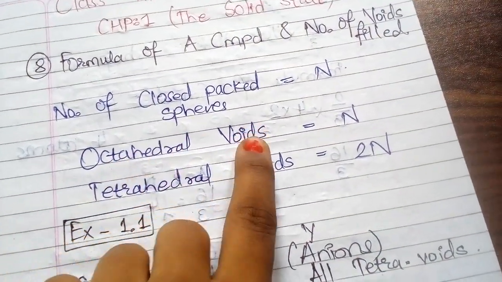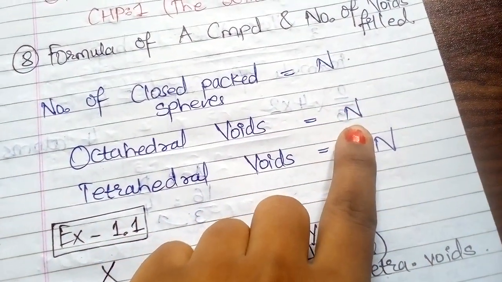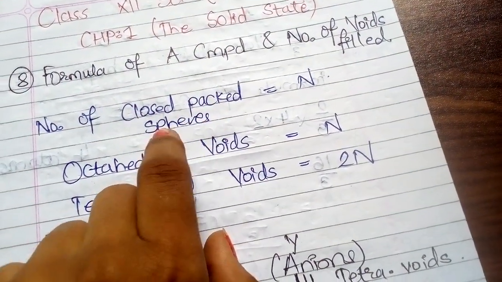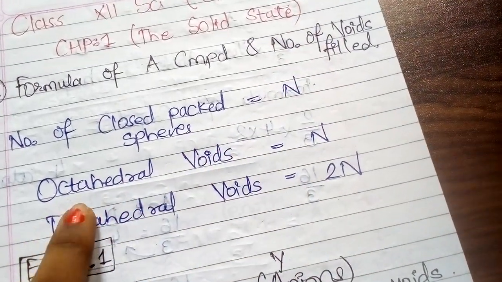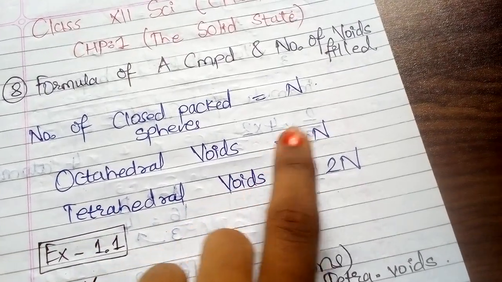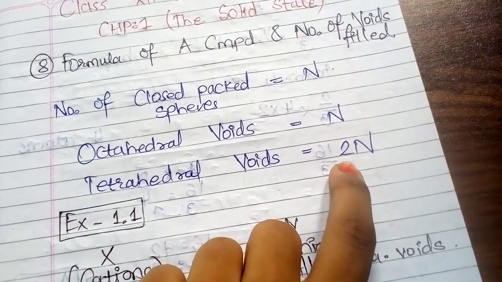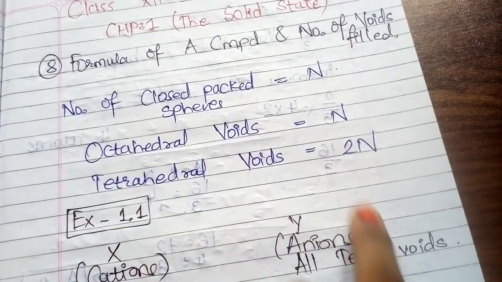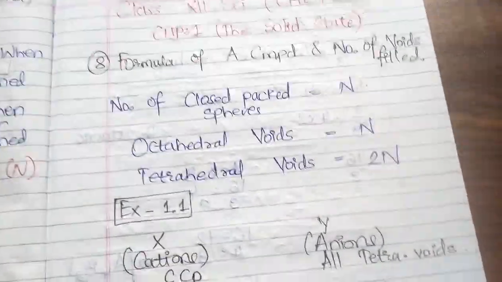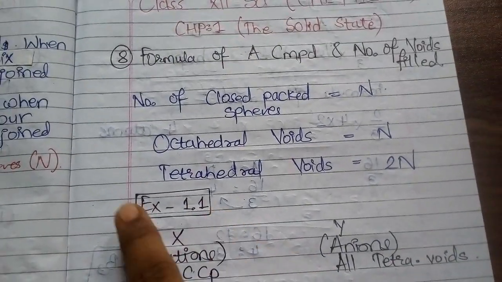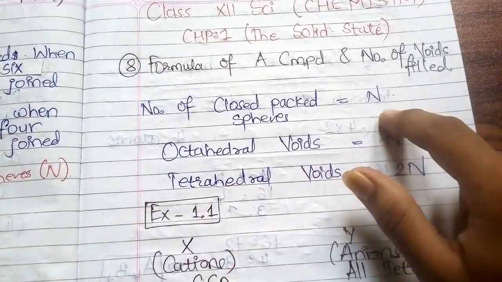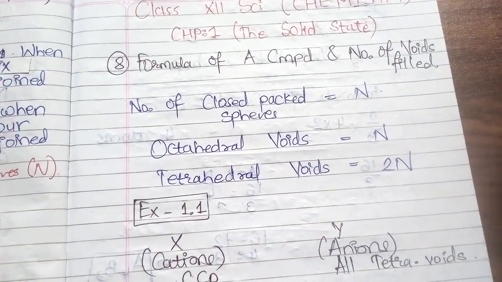If I am moving to octahedral voids, then also it is n. Here, for the number of close packed structures, we are saying it is n. So for octahedral voids the sphere count remains the same, but for tetrahedral voids the spheres become twice. Many of you have difficulty remembering this, because for octahedral voids many of you write 2n, and for tetrahedral many of you write the opposite. Here is a simple trick to remember this.